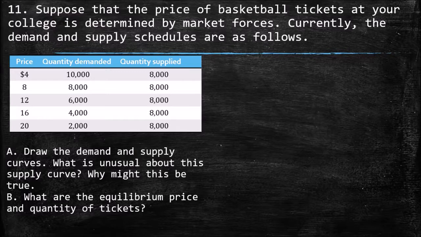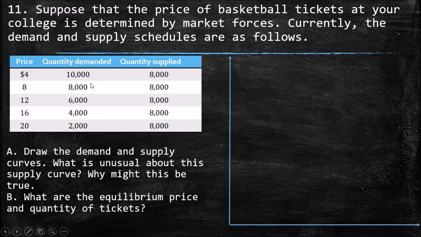Currently, the demand and supply schedules are as follows. Here we have the price of the tickets from 4 to 20, and those are the quantity demanded. We see here how the demand starts to decrease as the price goes up. At the price of 4, we have 10,000 entries demanded, but at the price of 20 we have just 2,000. Sorry, here's 10,000. So the first question says, draw the demand and supply curves.